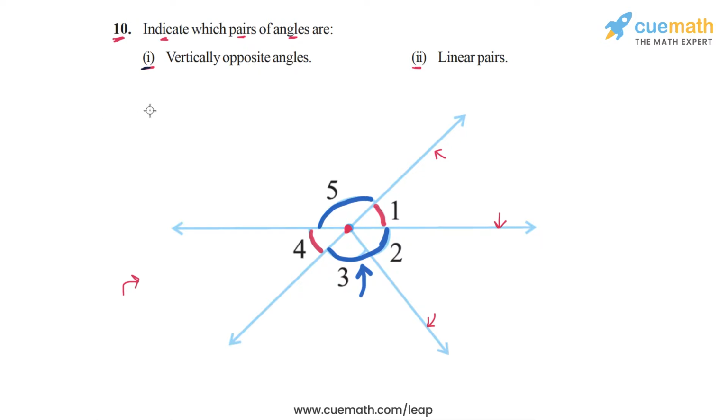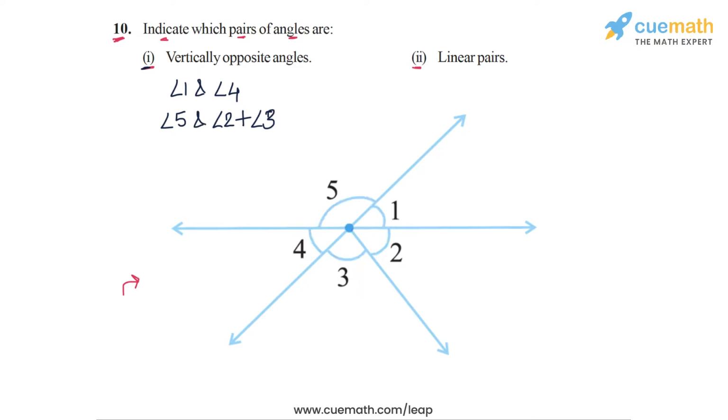So in the answer to the first part, we can write angle 1 and angle 4. This forms a pair of vertically opposite angles. And then angle 5 and angle 2 plus angle 3. This can also be thought of as a pair of vertically opposite angles.